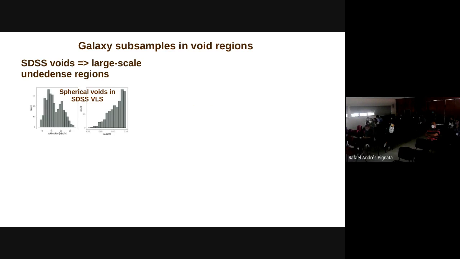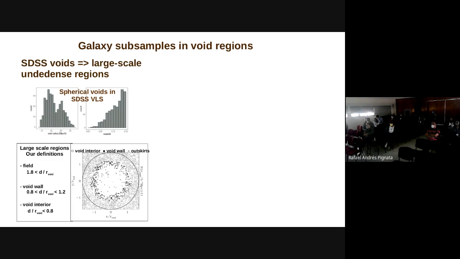Here you can see the distribution of redshift and radius, and we obtain spherical voids. This allows us to define the large-scale regions in terms of the void-centric distance. We select galaxies in a large-scale region called void interior, that corresponds to the more inner regions in the void, with distances less than 0.8 in void radius units.